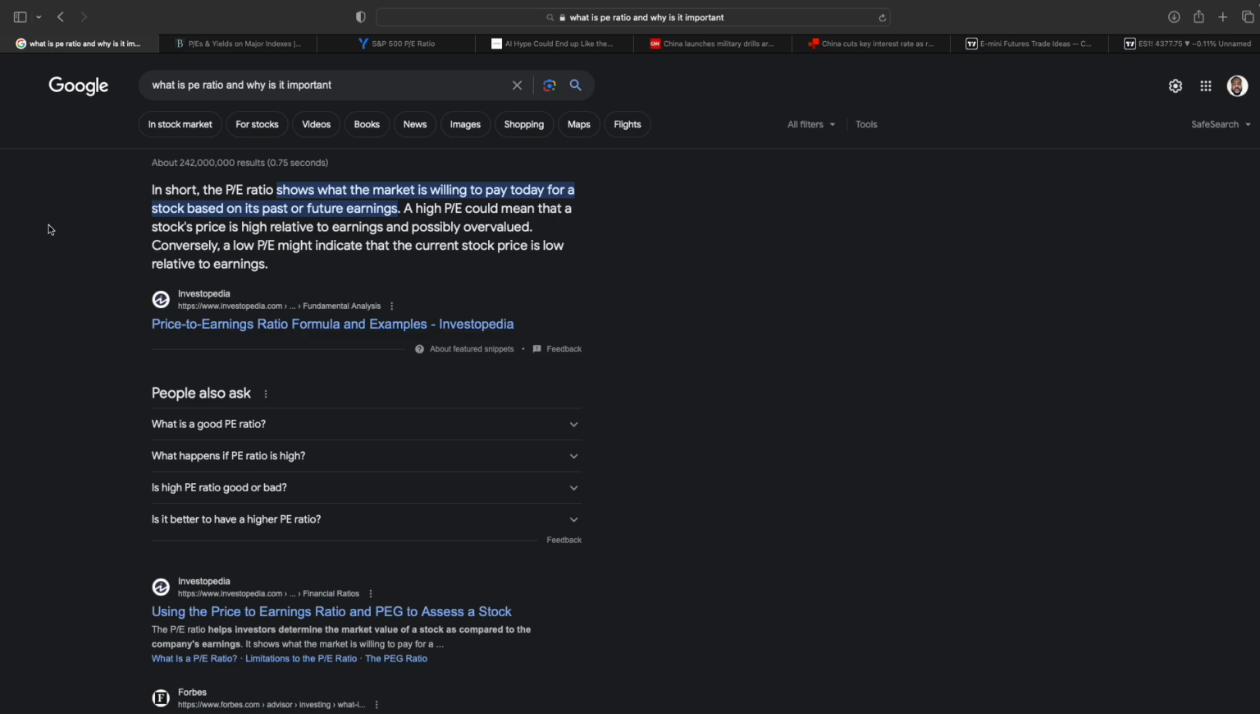PE ratios. What is a PE ratio and why is it important? So basically, PE ratio just shows what market participants are willing to pay for a stock based on its past or future earnings. A high PE ratio could mean that the stock is relatively high compared to its earnings and could be considered overvalued. A low PE ratio could mean the opposite. A low PE ratio can mean the stock is undervalued or just not performing well or just not a good industry. So sometimes you end up in things like that.